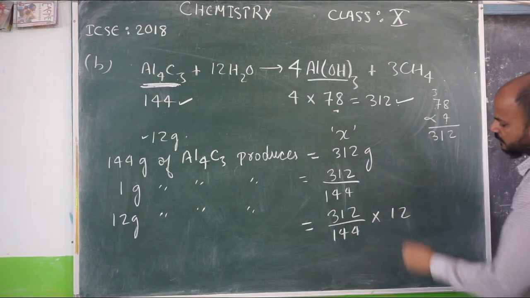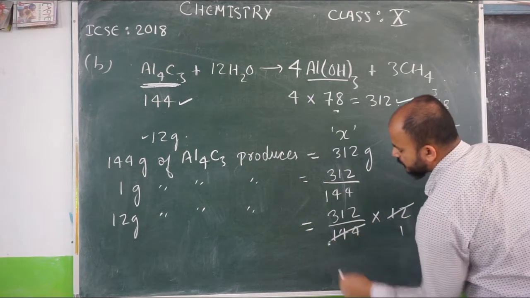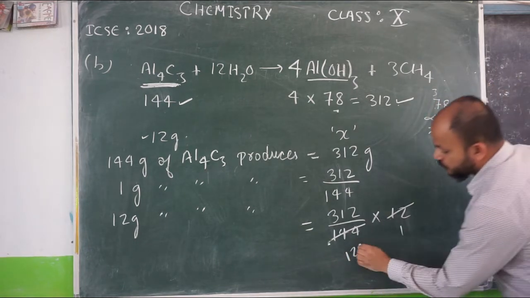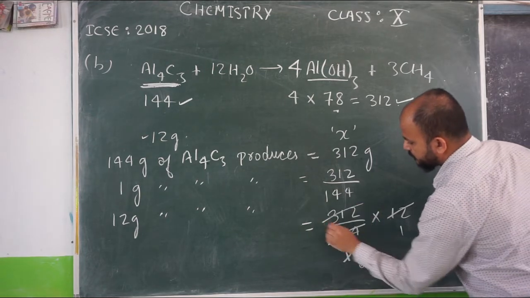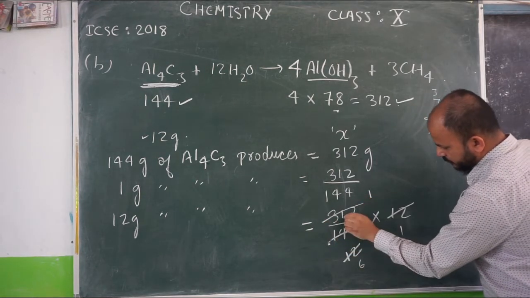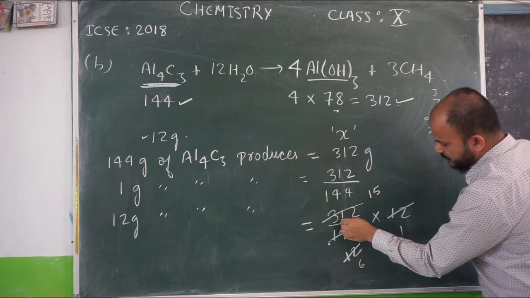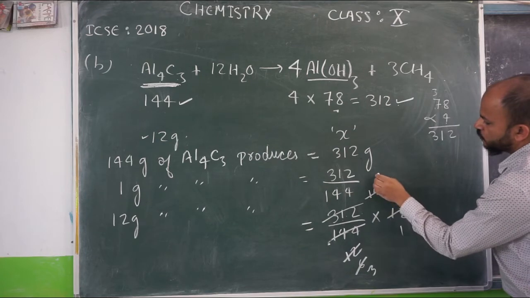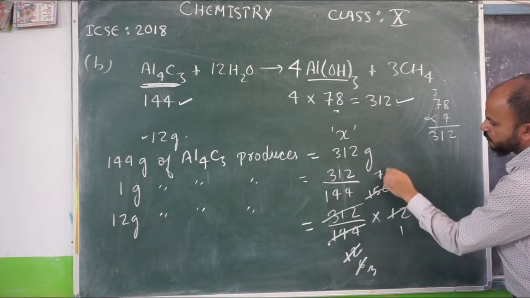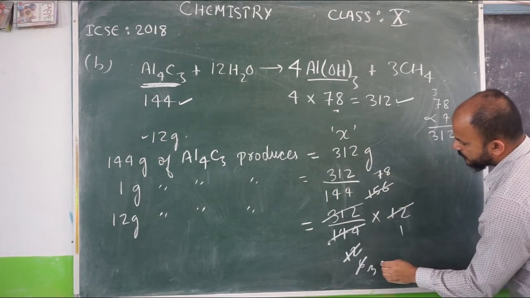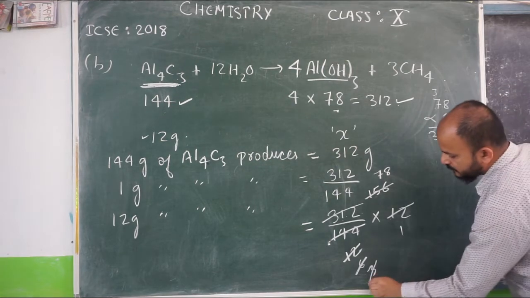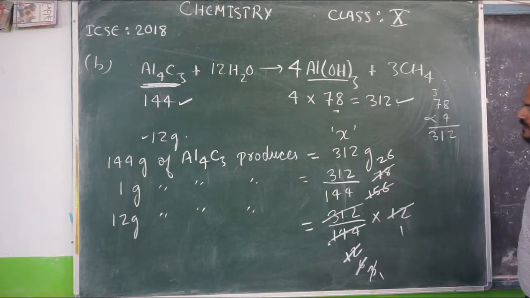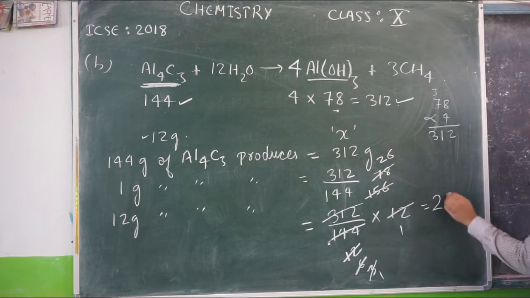So if you calculate this one, 12 into 12 is 144. 312 divided by 12 gives 26, so 2 6 are 12, 2 1 are 2, 2 5 are 10. Here this can be divided by 3: 3 1 is 3, 3 2 is 6, 3 6 is 18. So you get it as 26 grams.